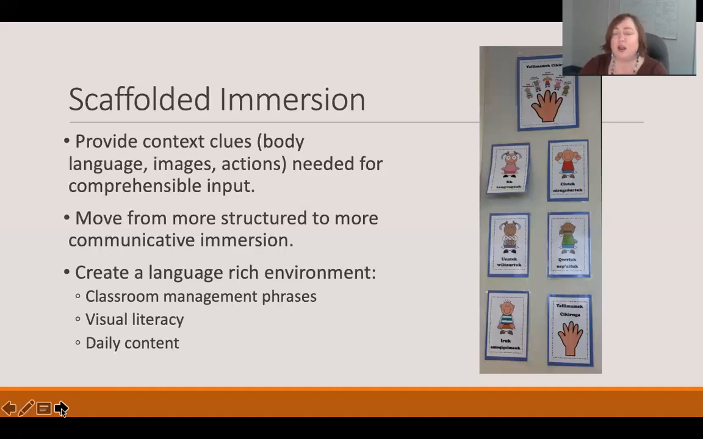You can also create a language-rich environment by having ritual greetings at the beginning of every class. You can introduce yourselves, talk about the weather, remind students which day it is, and then you can use classroom management phrases throughout the classroom. I believe that's what's in the pictures here. If you're going to say, open your workbook, stand up, it's time to do this, let's sit on the carpet, all of these are phrases that you can teach students at the beginning of the school year and use throughout the school year that helps create a language-rich environment.